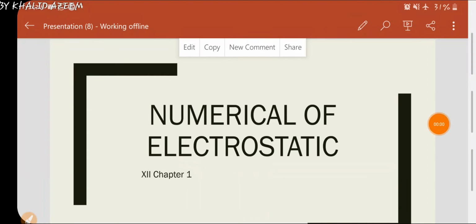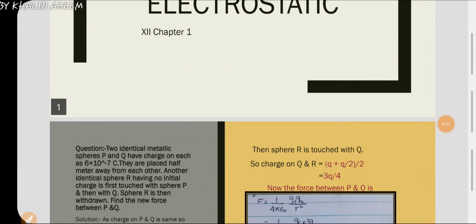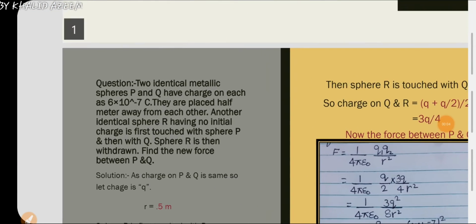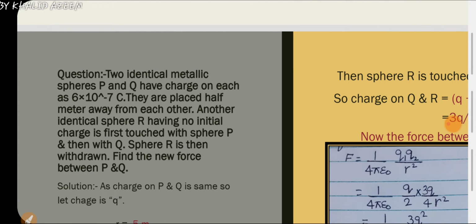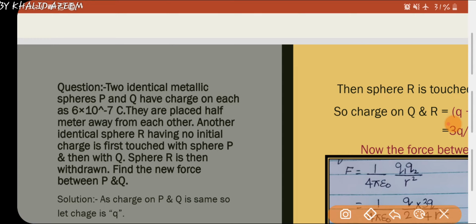Hello students, I am going to discuss a numerical based on electrostatics, and the question is: two identical metallic spheres P and Q have a charge on each of 6 into 10 to the power minus 7 coulomb. They are placed half a meter away. This is the distance between them from each other.